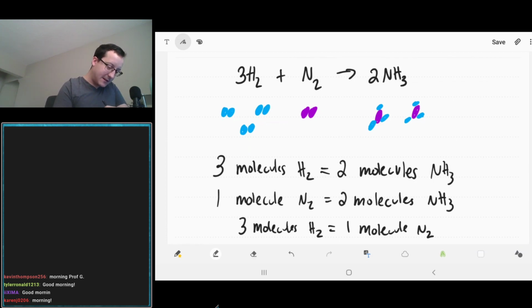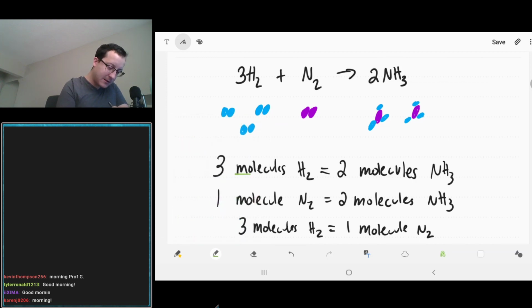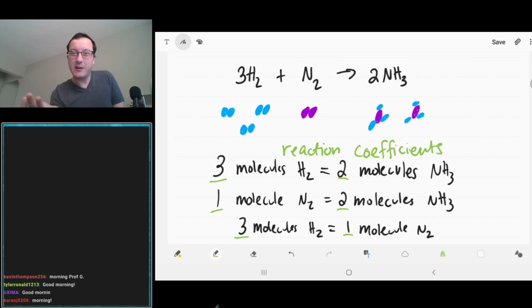So notice that these numbers here, let's see, I haven't used green yet. These are our reaction coefficients. And again, you'd get that from balancing, right? So I've already balanced this equation for you guys. And so this recipe that we get is the chemical equation with its coefficients. And so we're able to get all of these conversion factors out.